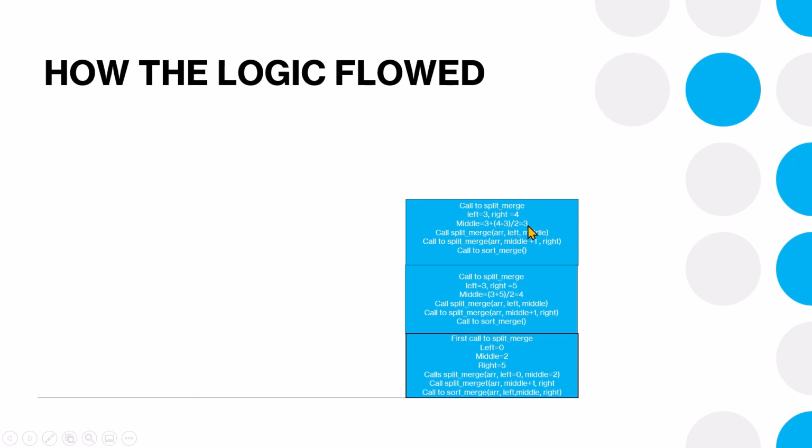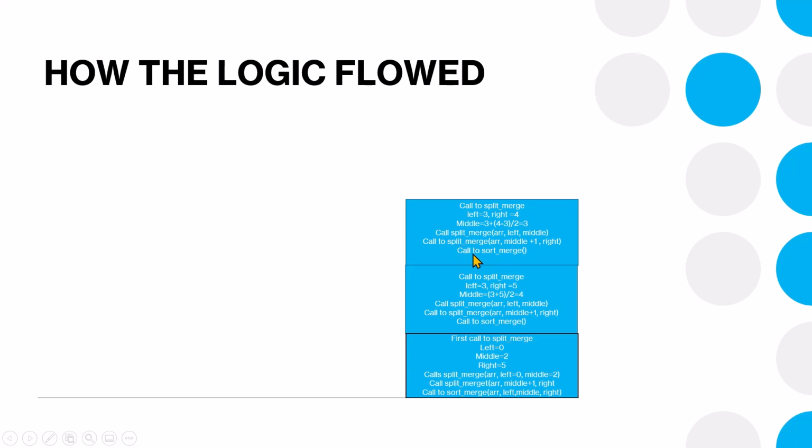We calculate a new middle, and that's 3. We call split merge with array, left and middle. So left is 3, middle is 3, which means left and right are 3. Because they are equal, we exit this instance. We come back to the point where we had called split merge with left and middle, and we call split merge now with array, middle plus 1. That is 3 plus 1, 4, and right is already 4. Because they're equal, we do nothing there in split merge.